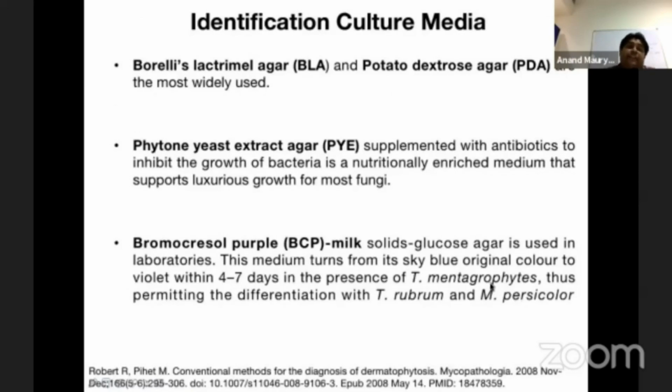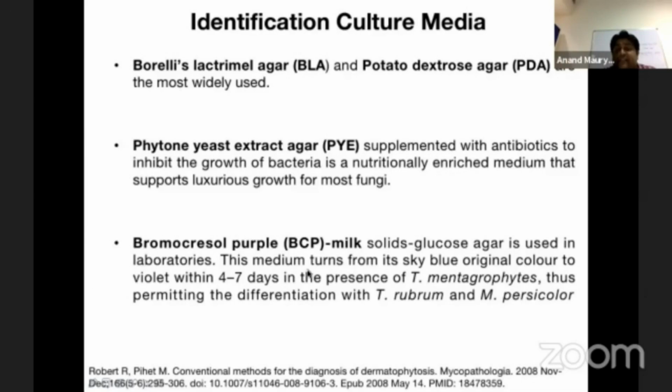Now let us come to the identification media. Generally, Brain Heart infusion agar, potato dextrose agar are the most widely used. And there is Pagano-Levin yeast extract agar, supplemented with antibiotics to inhibit the growth of bacteria in the nutritionally rich medium that supports luxuriant growth of most fungi. There is BCP milk solid glucose agar. It is generally used in some research laboratories.